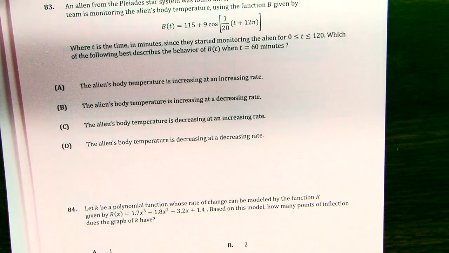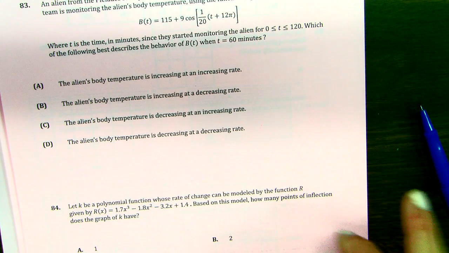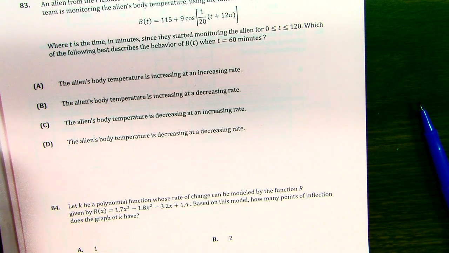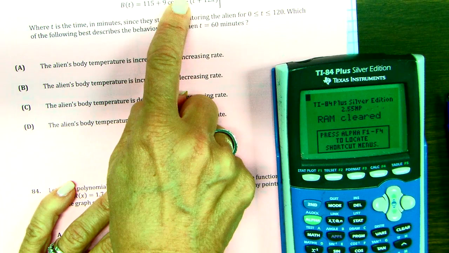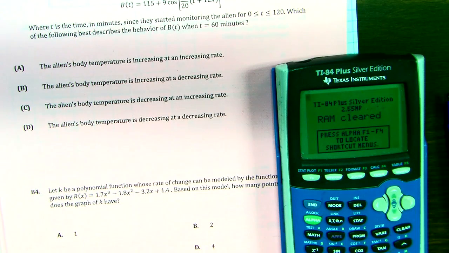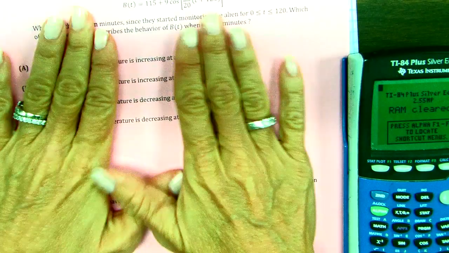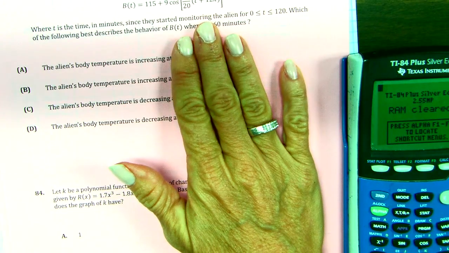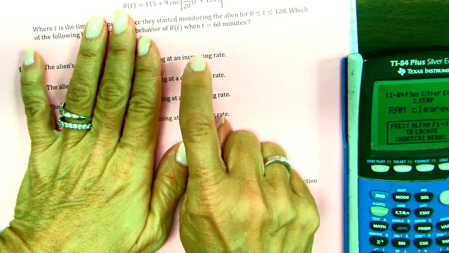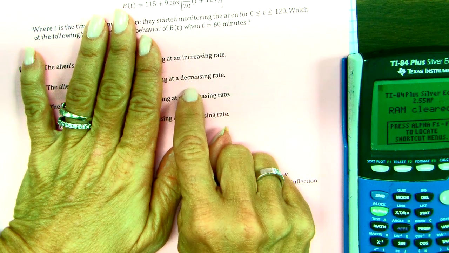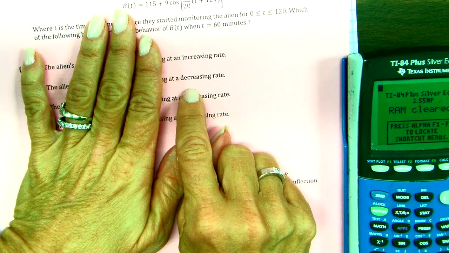Clear your RAM. We're going to put this one in our calculator, of course. It represents an alien's body temperature. Of course it does. Why wouldn't it? And we want to know what's happening on the graph when t is 60 minutes. So we're going to graph it. And when we figure out where 60 is, we're going to determine is the temperature increasing or decreasing and at what rate. Remember, increasing or decreasing on a graph is going up, increasing, down is decreasing. And the rate has to do with concavity. Increasing is concave up, decreasing is concave down, okay?